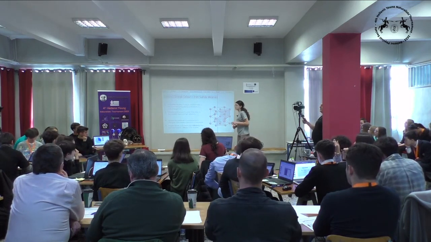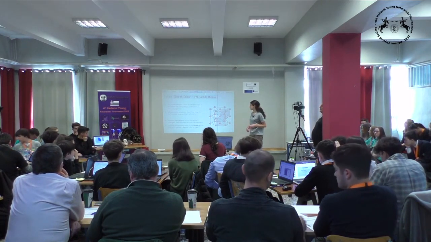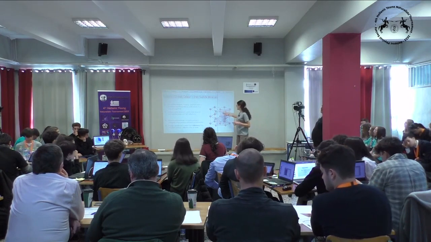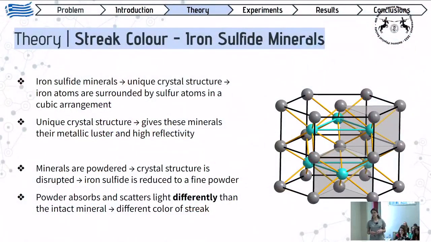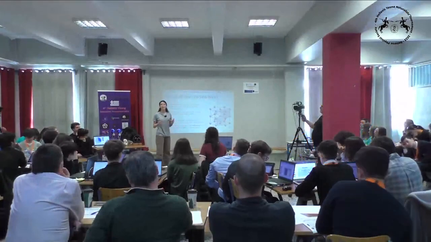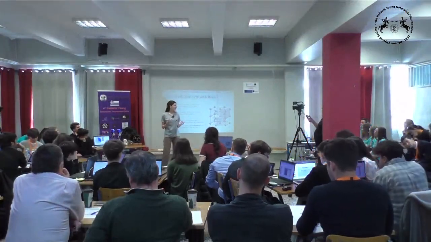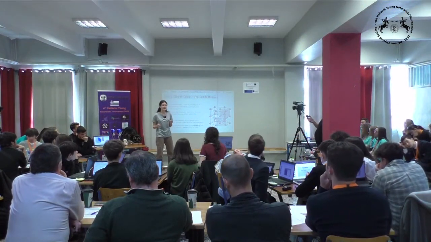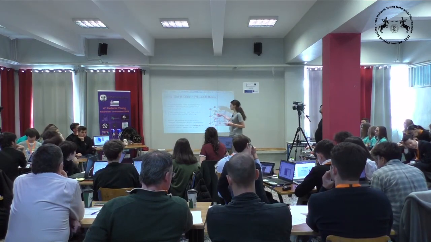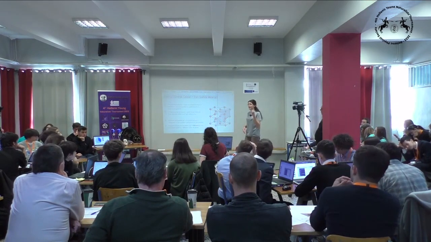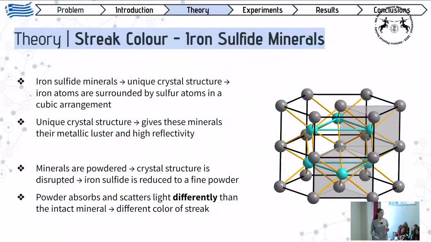Now, iron sulfide minerals, as I mentioned before, have a unique crystal structure. The iron atoms are surrounded by sulfur atoms in a 1-to-1 ratio, and this unique crystal structure, as well as the fact that they contain metals, gives the mineral the metallic luster and the high reflectivity. However, when the mineral is in powdered form, the light can reflect differently off the particles in the powder than off the mineral piece. And this is why the streak color of iron sulfide is different from the color of the mineral piece itself.